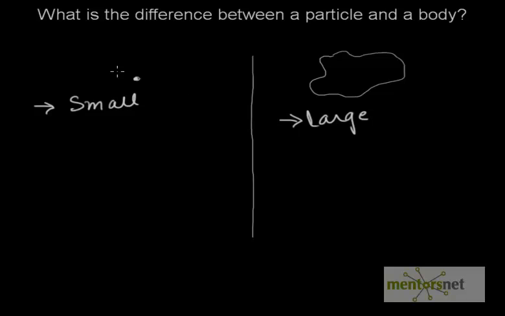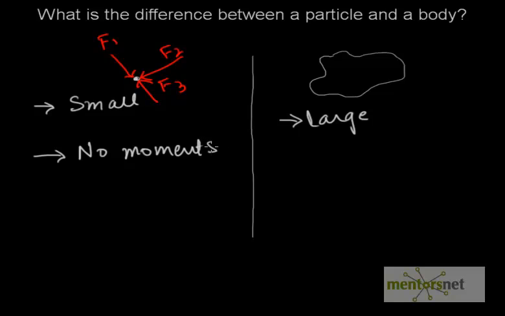The question arises, how does this change anything as far as statics is concerned? Since a particle is very small, all the forces, so let's just draw some forces on it. This is F1, this is F2, this is F3, and so on. Since this particle is very small, all these forces can be thought of as acting on the same point. And since all of these forces are acting on the same point, they produce no net effective moment on the particle. So this is the most important difference, that no moment acts on a particle.